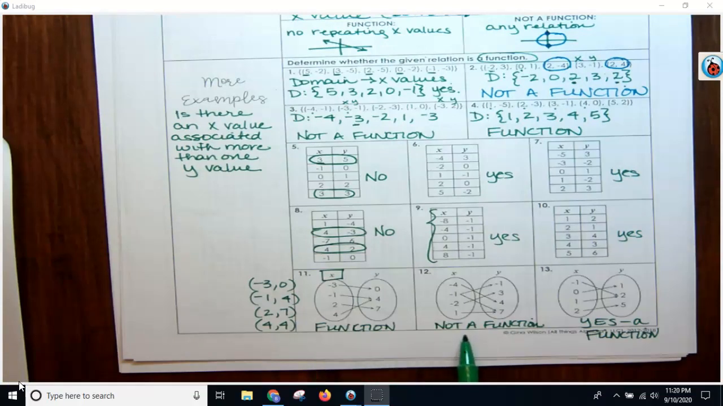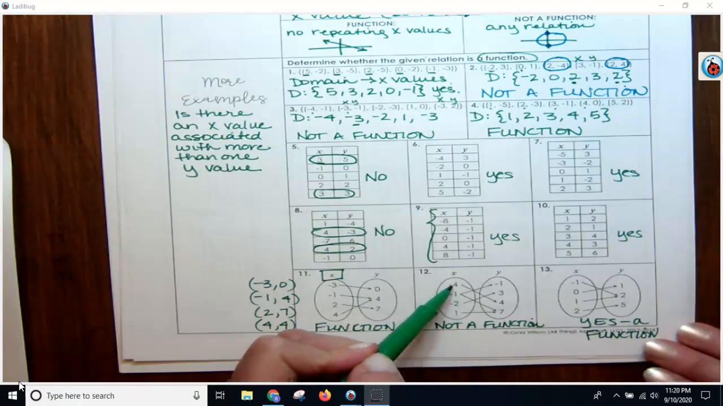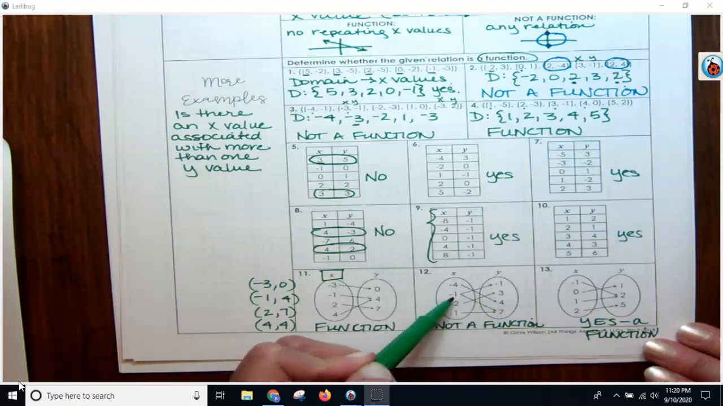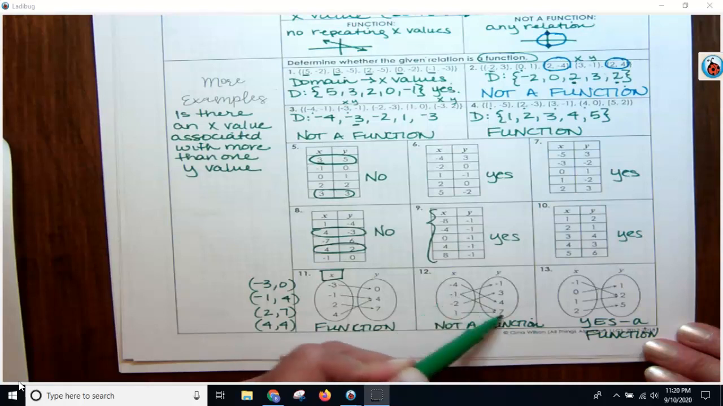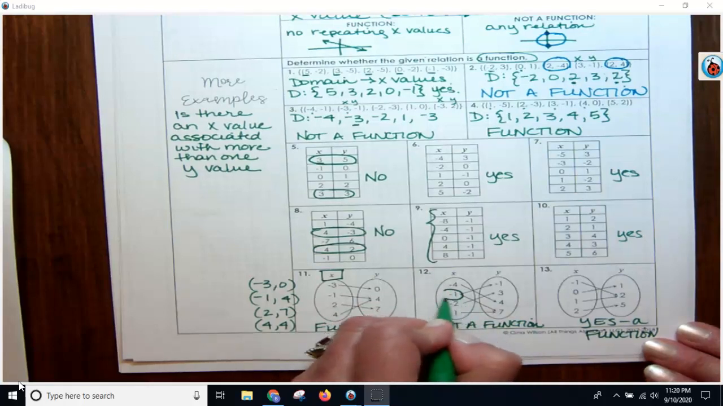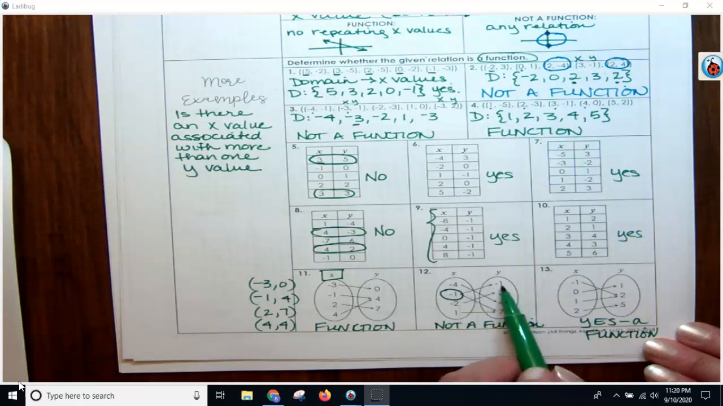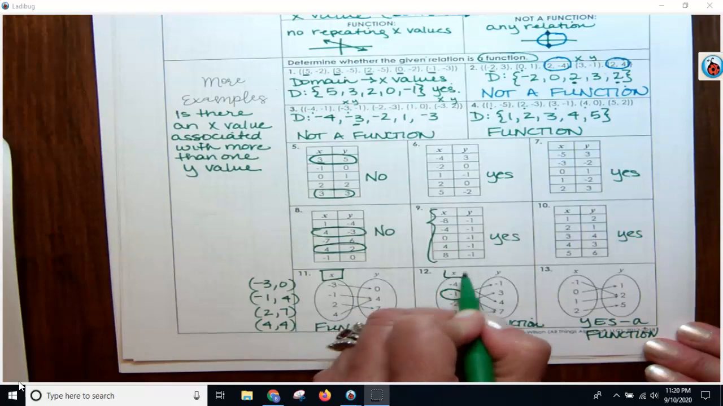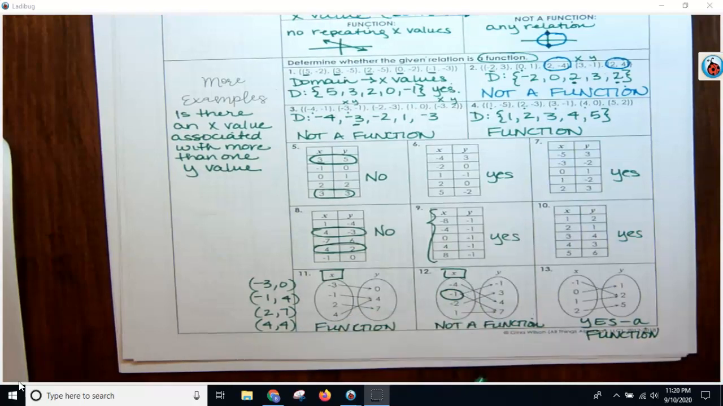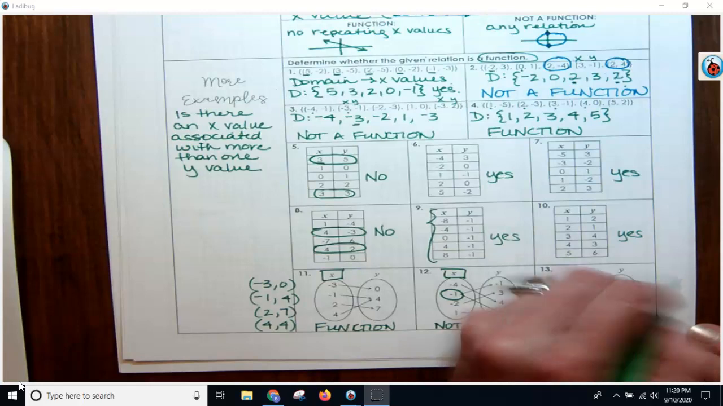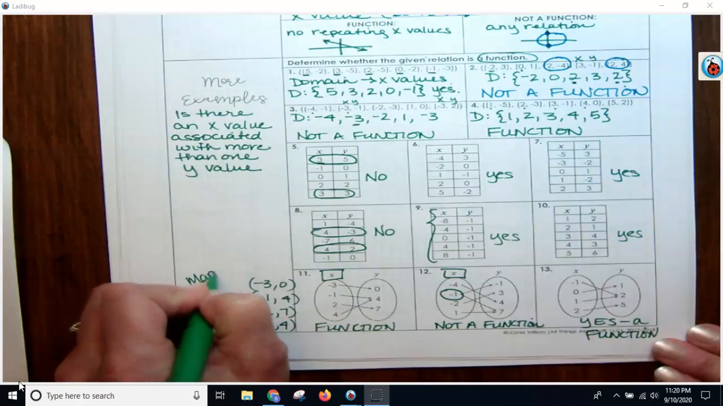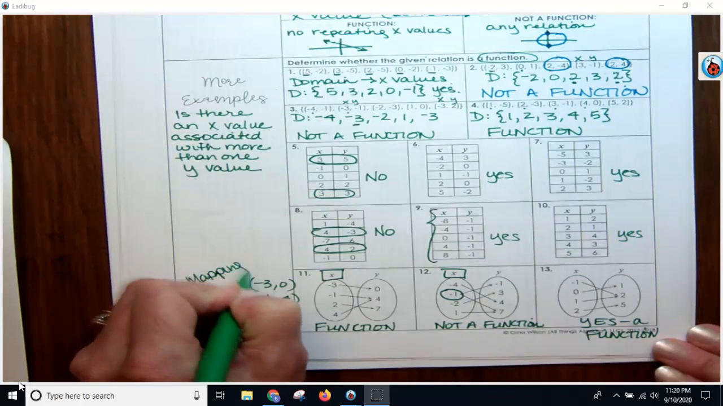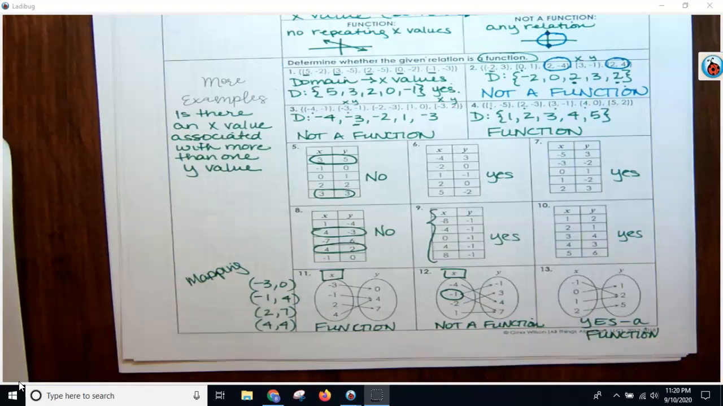So here, this one is not a function because these would be -4, +4, -1, -1, but then -1, 7. So because this -1 is going with -1, -1, as well as -1, 7, our x value would be repeating. So that's what it would look like in a mapping situation. These are mappings. And our last one is a function because there's no repeating x values. Moving on.